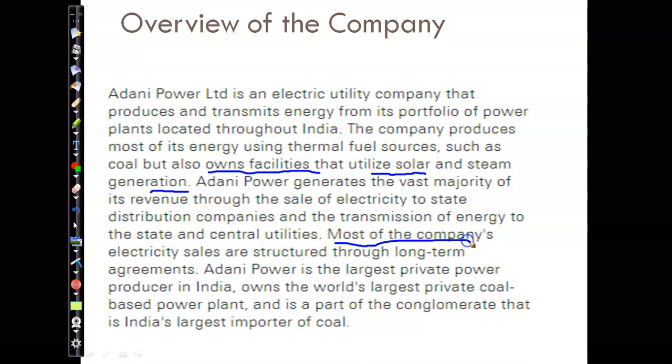Most of the company's electricity sales are structured through long-term agreements. They have a big long-term agreement. So all are handled by Adani Power. All right. And Adani Power is the largest private power producer in India. Remember, no other company can compare with Adani Power in the power sector. That is why it's an important thing. And let's do some fundamental analysis now.